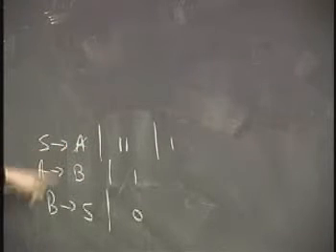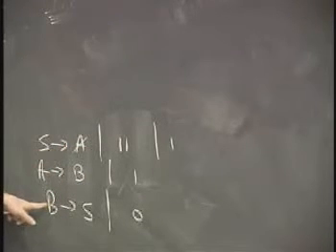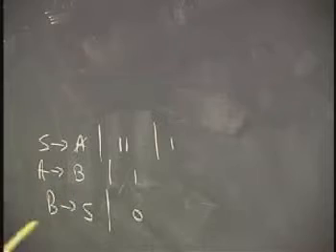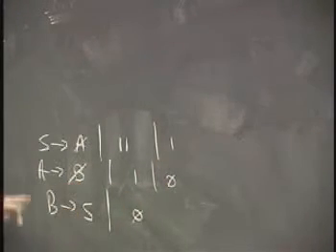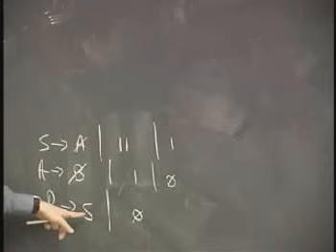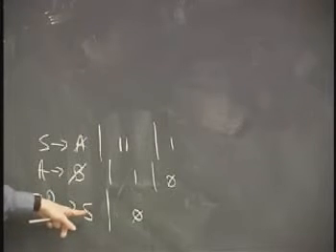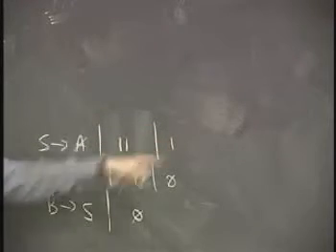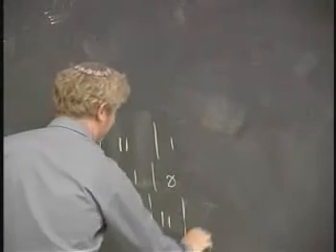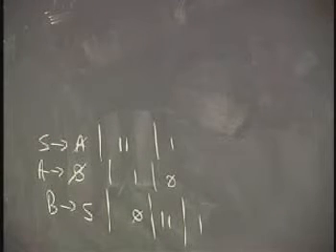A goes to B. So we go down to B. That means this goes to 0 by B. And now B goes to S, and S has 1, 1, and 1. So we put those both in. And now we're done. Why did we not put the S on the A line? Because that would give us a new unit production that we don't want. We don't want to make new unit productions while we do this.